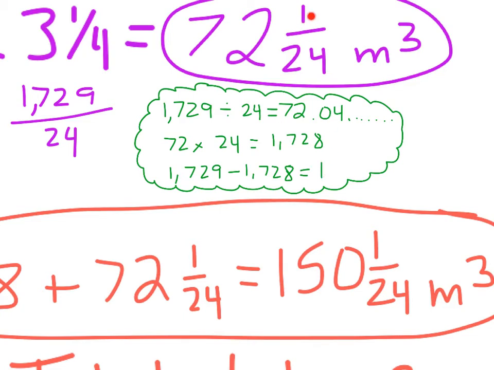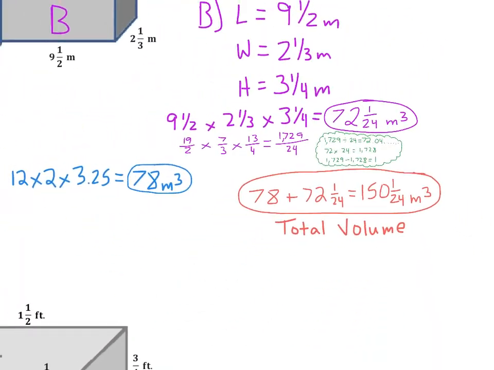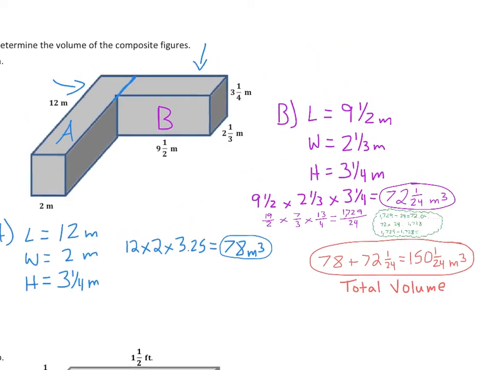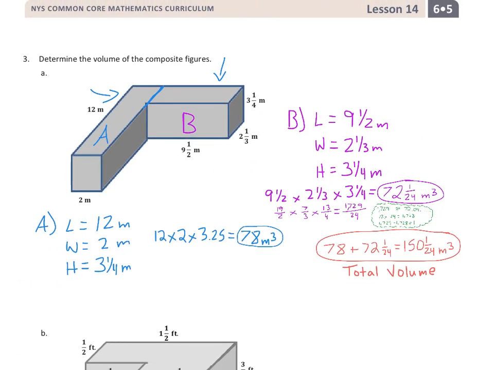And that one leftover is my numerator over the same denominator I've been working with. So I know that all this decimal over here, if I did 1 divided by 24, I'd get that same number. And so 72 and 1/24 meters cubed is the answer for the volume of B. So now I just combine A and B. Right here, 78 plus 72 and 1/24. And that gives me 150 and 1/24 meters cubed for my total volume.